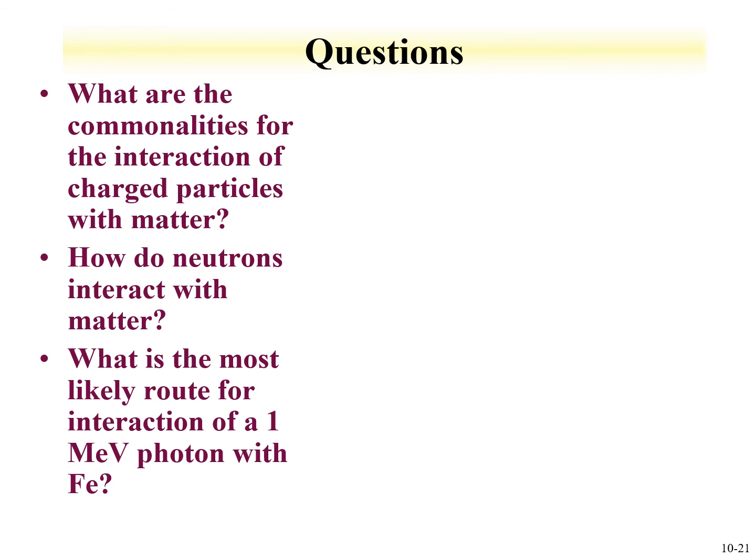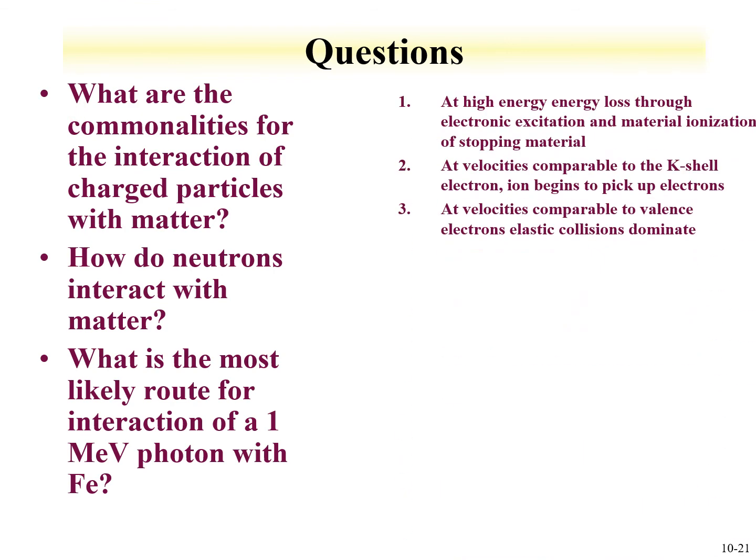Some questions that you may see or should be able to answer from Lecture 10 are provided here. What are the commonalities of interactions of charged particles with matter? At high energy, the loss is primarily through electronic excitation and material ionization. At velocities where they're slower and comparable to the K shell electron, ions begin to pick up electrons. So if you have a charged particle going through a material, it starts to pick up electrons as it slows down. And at velocities comparable to the valence electrons, elastic collisions dominate.